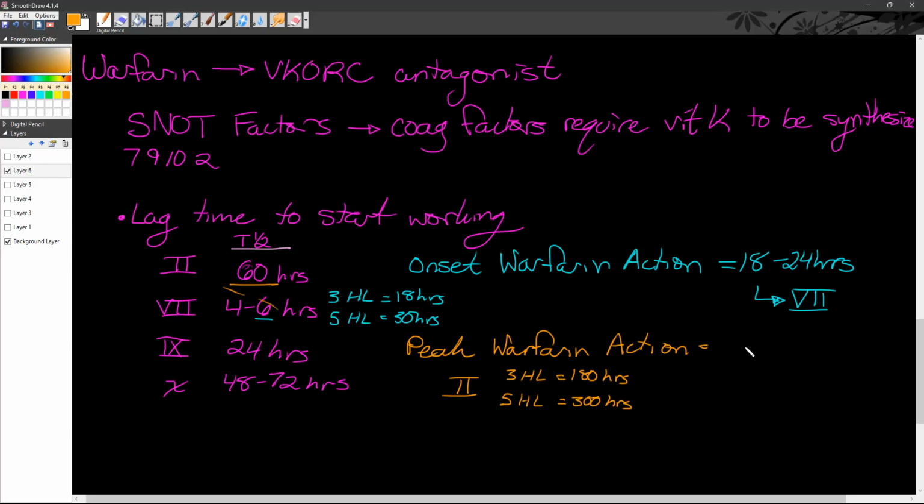So what that means is that after about 3 to 7 days, we start to see the peak effects of warfarin. Some people, it's as short as 3 days. For most, it's about a week.